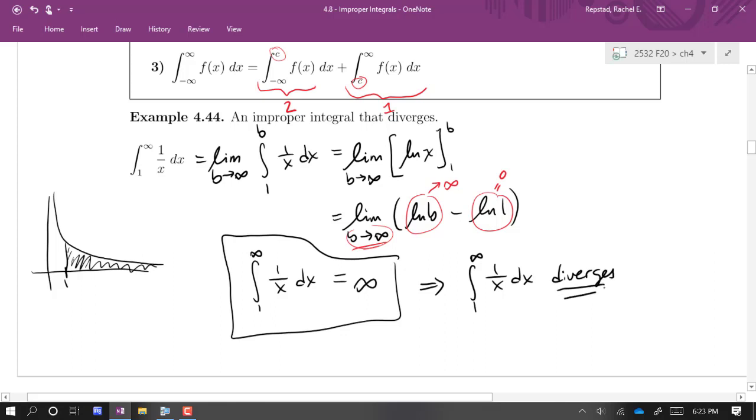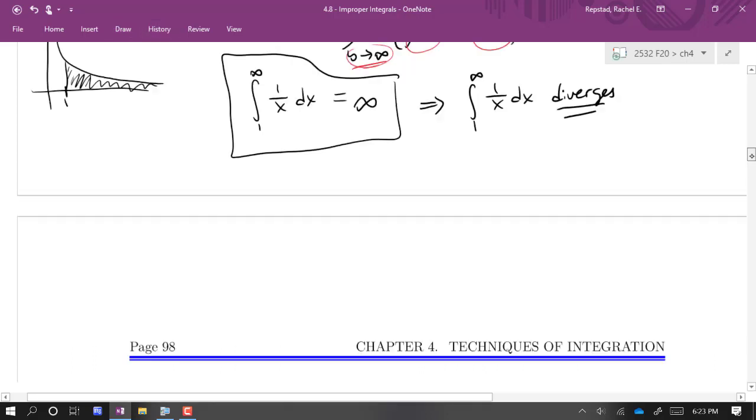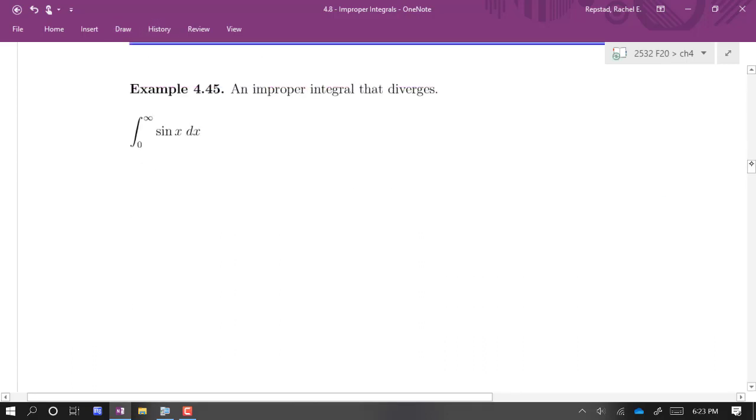So one way that an improper integral can converge is that it just blows up, right? Like this one. It approaches infinity. Let's do another example. This is an improper integral because it has an infinite limit. This time we're integrating the sine function from 0 to infinity. So we start by rewriting the integral as the limit as b approaches infinity of the definite integral from 0 to b.